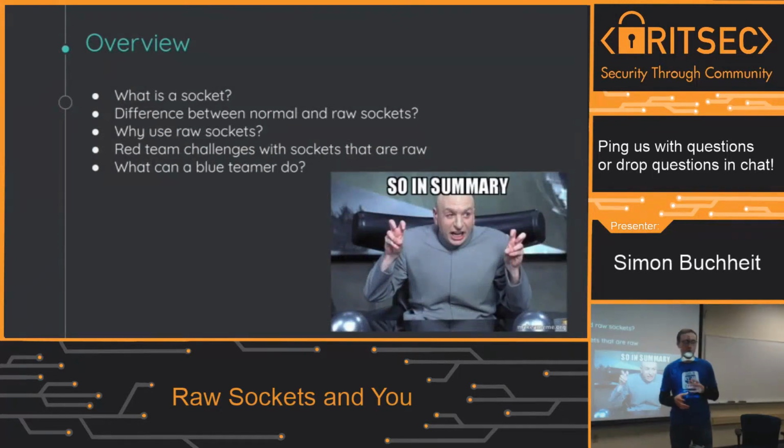So first, we're going to describe what a socket is, what exactly that looks like, how they're used, how it flows through a network and everything. And then we'll talk about what makes a socket raw in terms of a normal socket. And then we'll talk about why we use them, red team uses for them, and then we'll talk about what you can do as a blue team member to maybe find them, stop them, anything else.